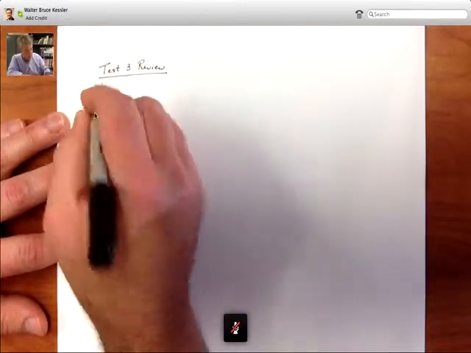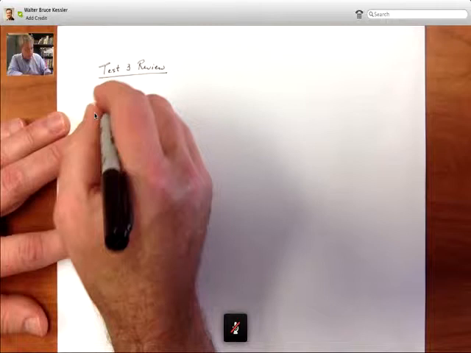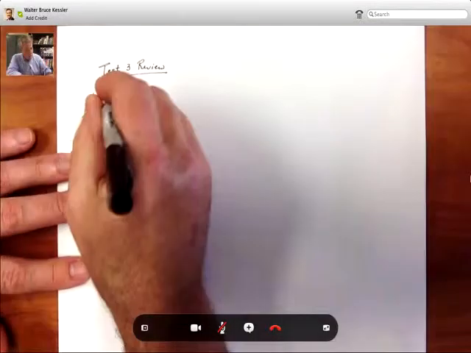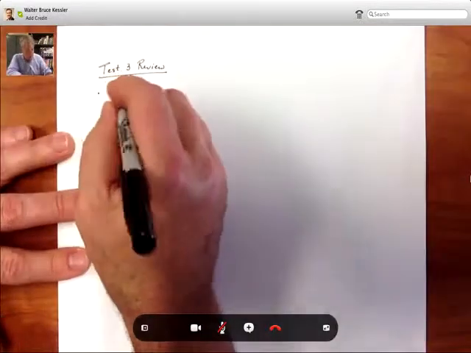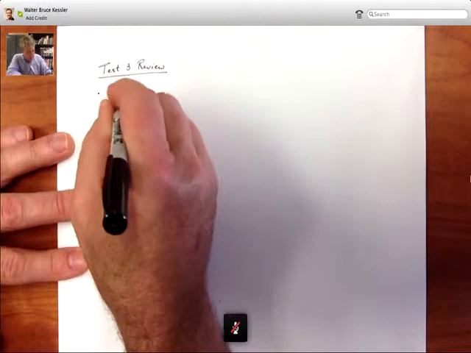Review. I'm going to organize it slightly differently than I did before in class, but it's the same basic idea. So the first of our counting techniques was the fundamental counting principle.